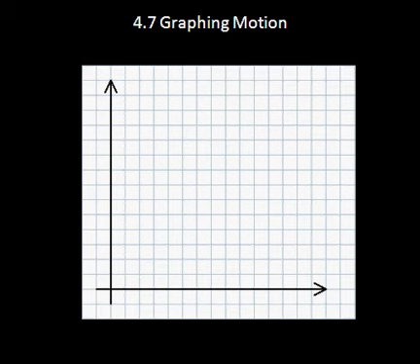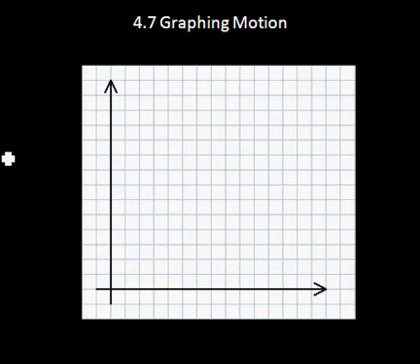Section 4.7, Graphing Motion. This is a little run through of some of the different things that can go on when you're graphing motion and interpreting the motion of an object by looking at the graph that represents its motion. There are two types of graph you would generally see. One would be position on the vertical axis versus time on the horizontal axis. The other one would be velocity versus time.